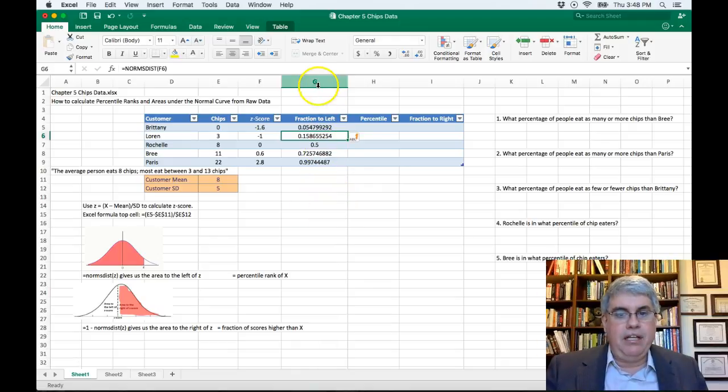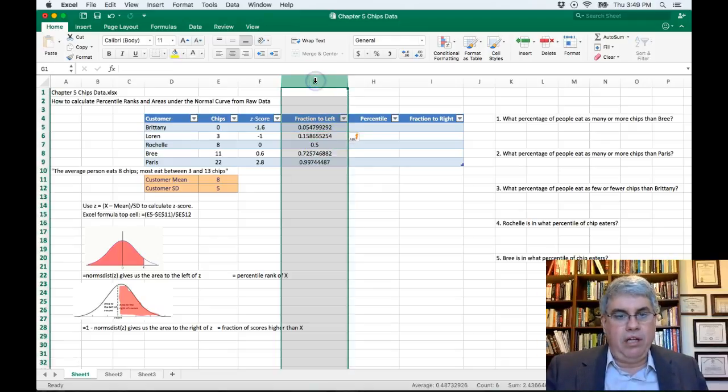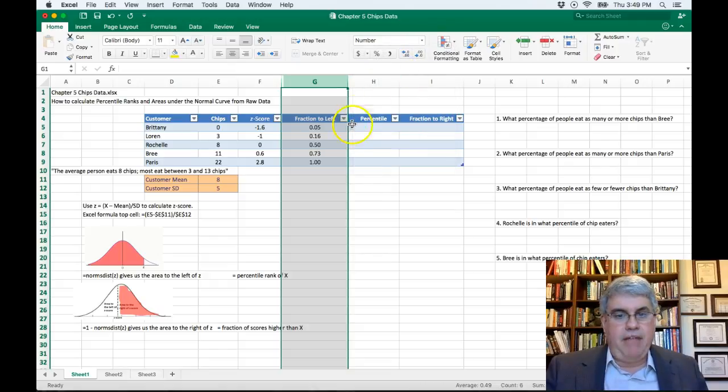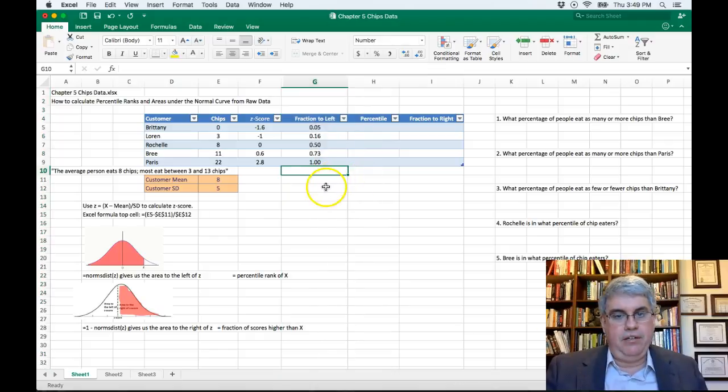Now that's pretty ugly, so I'm going to highlight that whole column, go to the Home tab, go to the number formatting over here, and choose number, and that will give us 2 decimal places. And so now we have the fraction to the left for each person. Now let's convert that to a percentile rank.